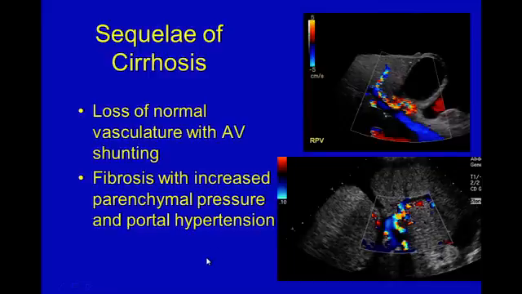So, as I said, we're seeing the nodules of cirrhosis, and the other thing that we see are the sequelae of cirrhosis. Because the portal triads have collapsed, there's no way for the blood that's coming into the liver to get out through the central vein. So we lose the normal vasculature, and we get creation of arteriovenous shunting. We also get increased parenchymal pressure from that fibrosis, and that leads to the development of portal hypertension, which you're seeing here with reverse flow in the portal veins.